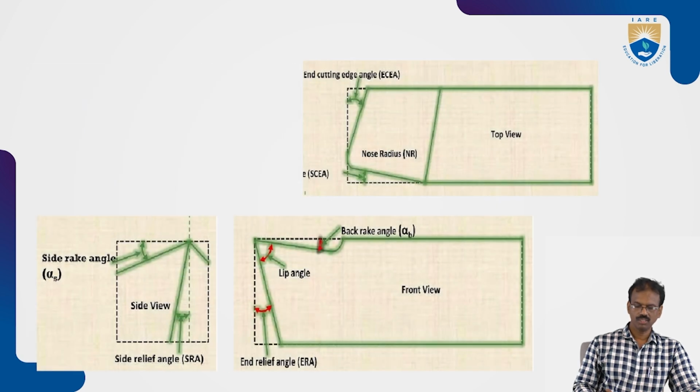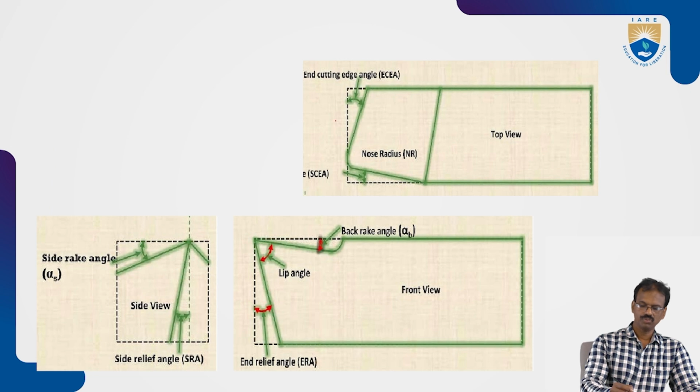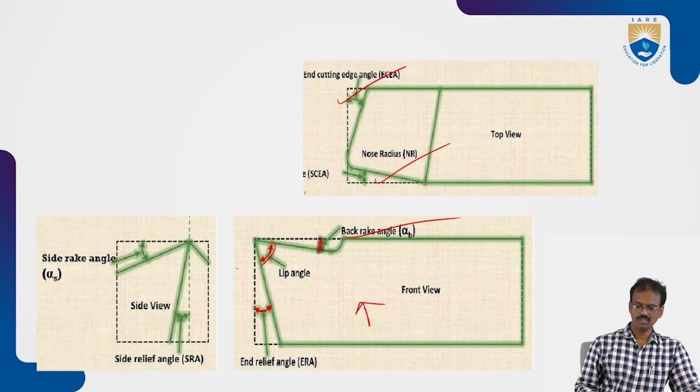So next, these are the different angles from the top view. This one is the end cutting edge angle and end relief angle. You can see from the front view or side view the back rake angle and the lip angle, and you can also see the clearance angle.